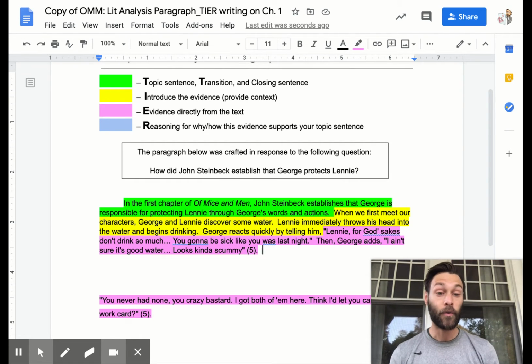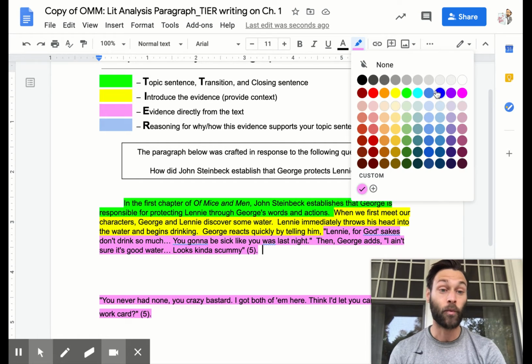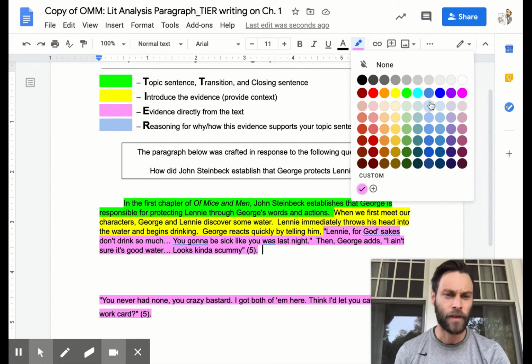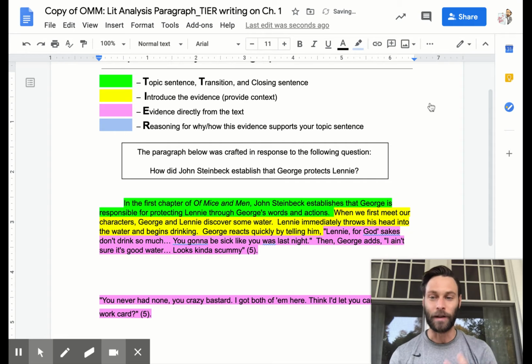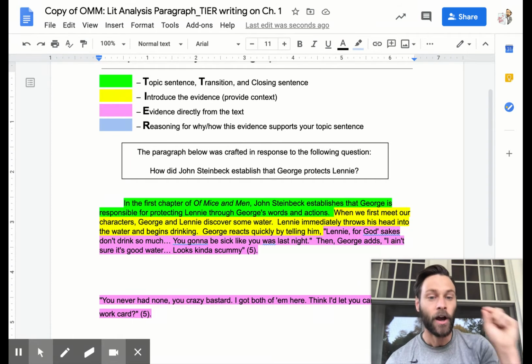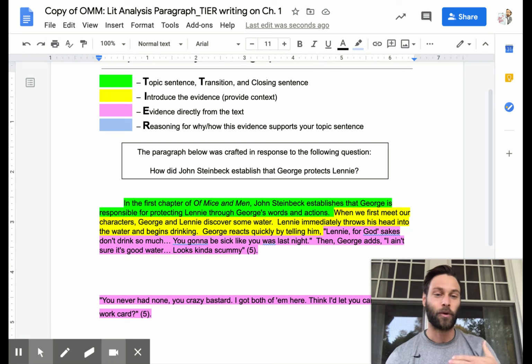Now, on its own, that's a good start. But right now, I've summarized what happened, and I used John Steinbeck's words. Now, we need to analyze what it is that Steinbeck is actually doing, or maybe the better thing is why, how he's doing it. So this is where our reasoning comes in, right? Why this evidence supports that topic sentence, why those quotes that I found prove that George uses his words and his actions to protect Lenny.